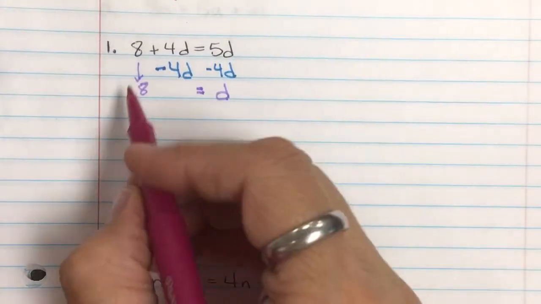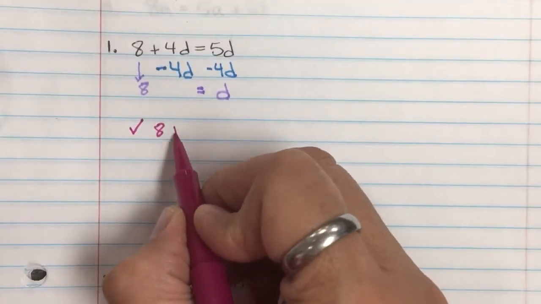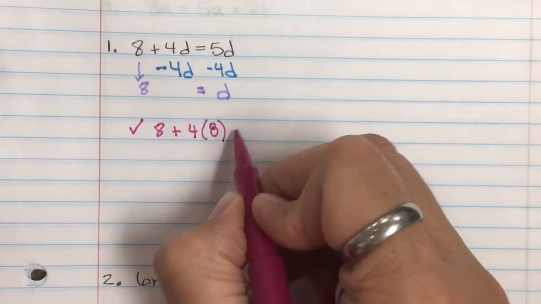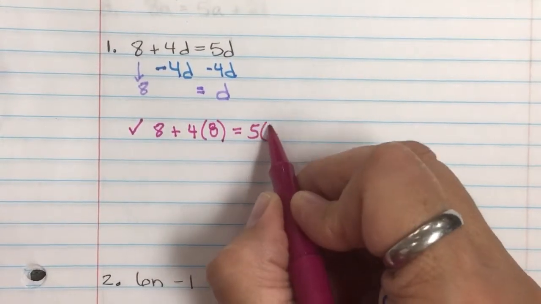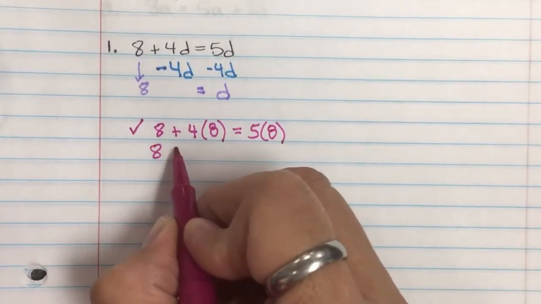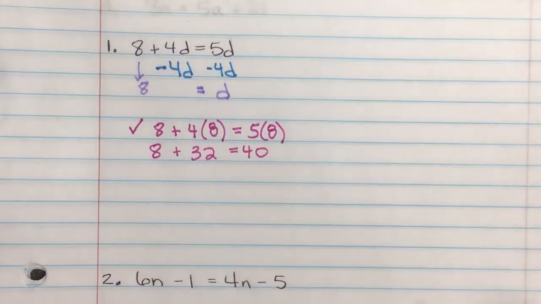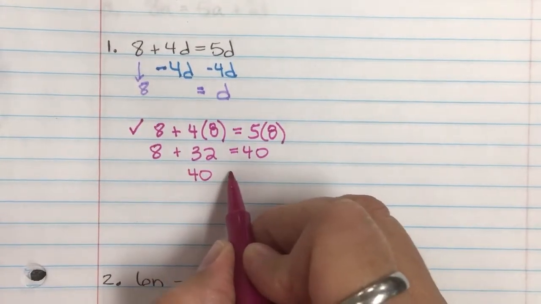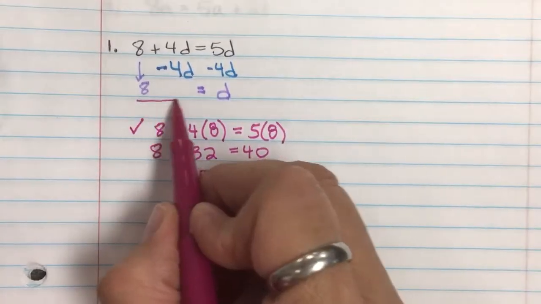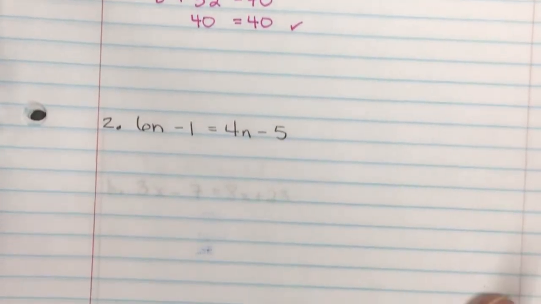Now, just like the other problems that we've done, you need to check your work. So I place 8 plus 4, I multiply it by 8, equals 5 times 8. I substituted it in. So I have 8 plus 32 equals 40. And I combine the like terms on the left-hand side, and I get 40 equals 40. So yes, I have the correct answer. Okay, go ahead and write this problem down.